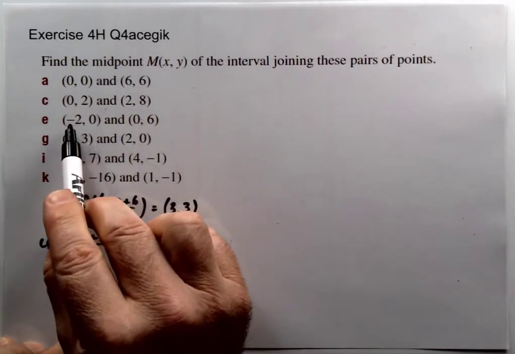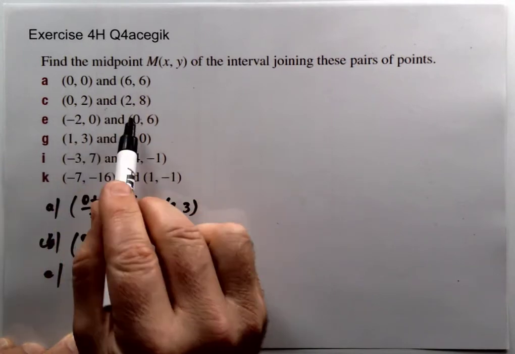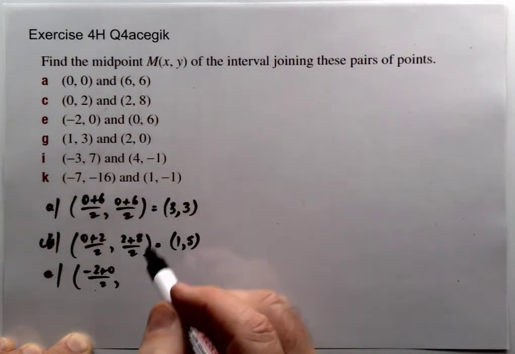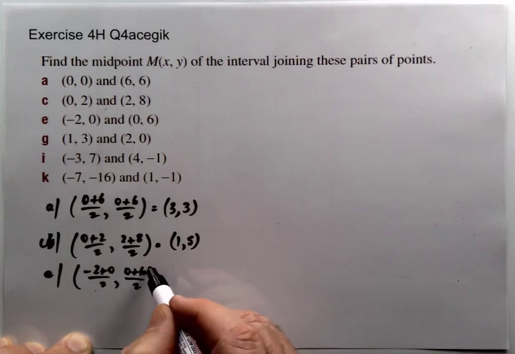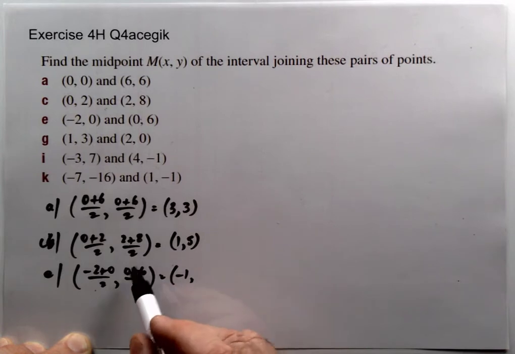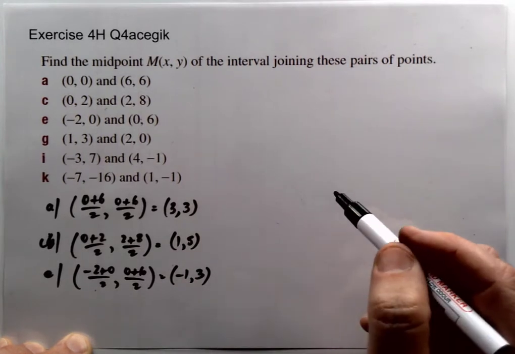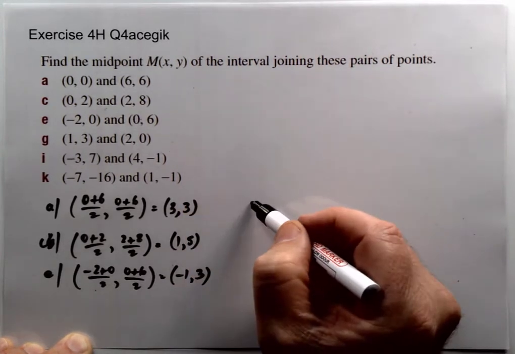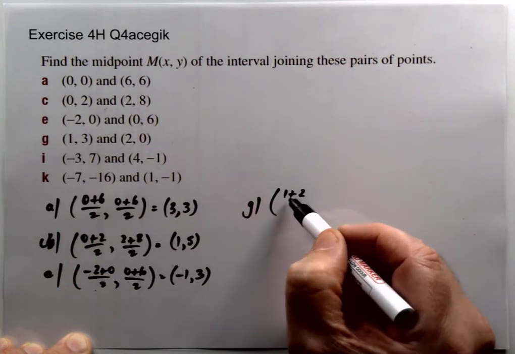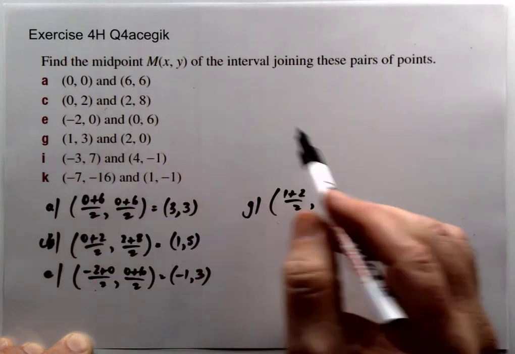Again, now we're starting to get into the negatives, so negative 2 plus 0 over 2, 0 plus 6 over 2. That's going to be minus 2 divided by 2 is minus 1. 6 divided by 2 is 3. Moving on to G, I'm going to add the 1 and the 2 together. I'm going to add the 3 and the 0 together.